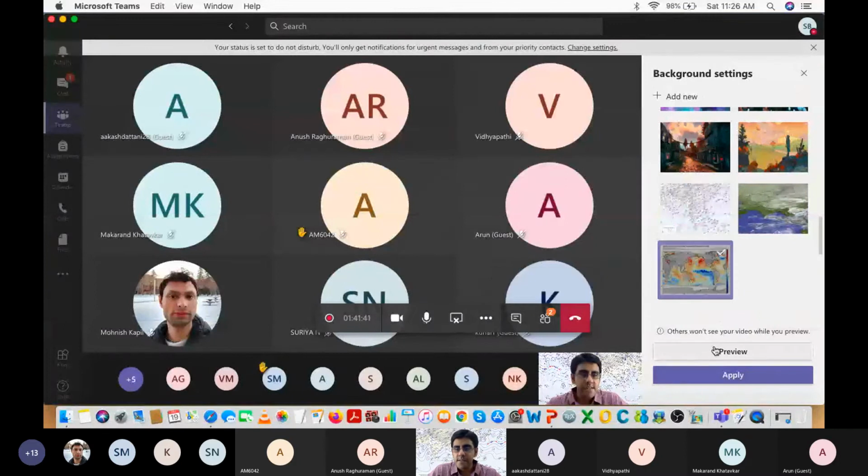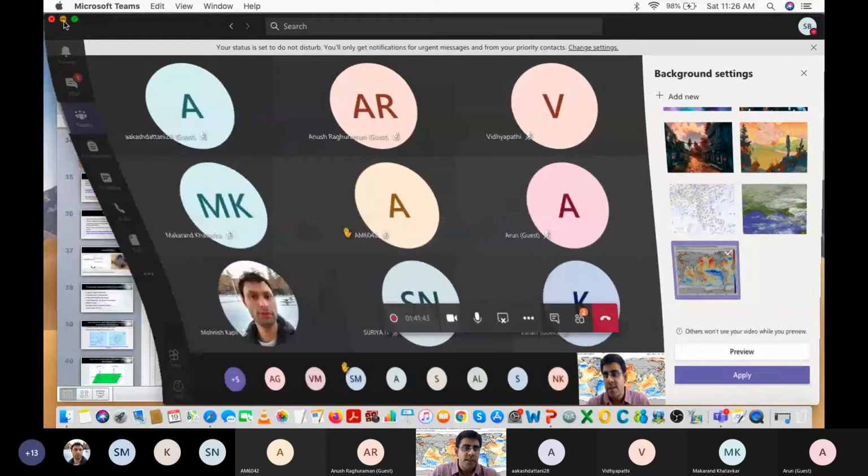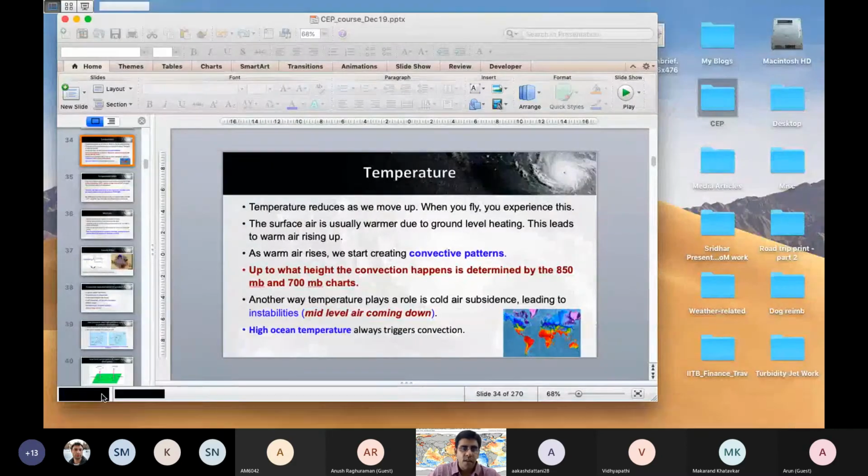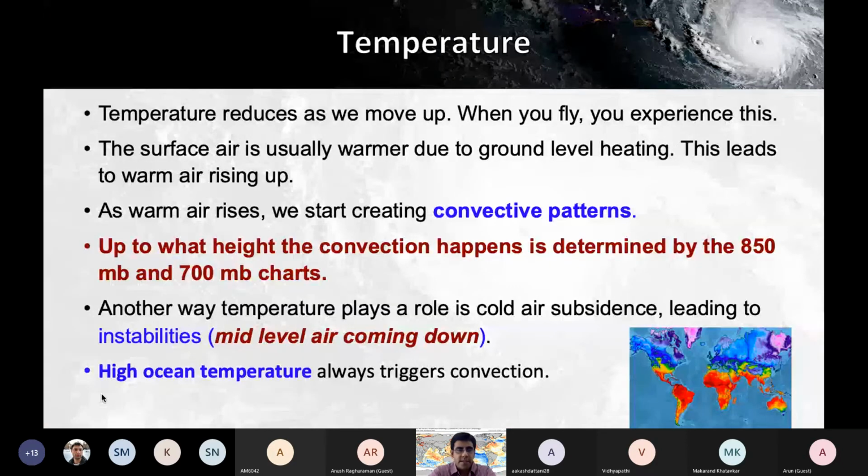So let me just change the background because we are going to talk about temperature. All right, so temperature is very important. We all know that as we move up, temperature reduces. It's usually warmer on the ground, and as you move up, it decreases. And as the warm air moves up, then you start creating these convective patterns. Okay, and the clean signature of these convective patterns is seen at 850 millibar, and that's why I said that 850 millibar is very important.